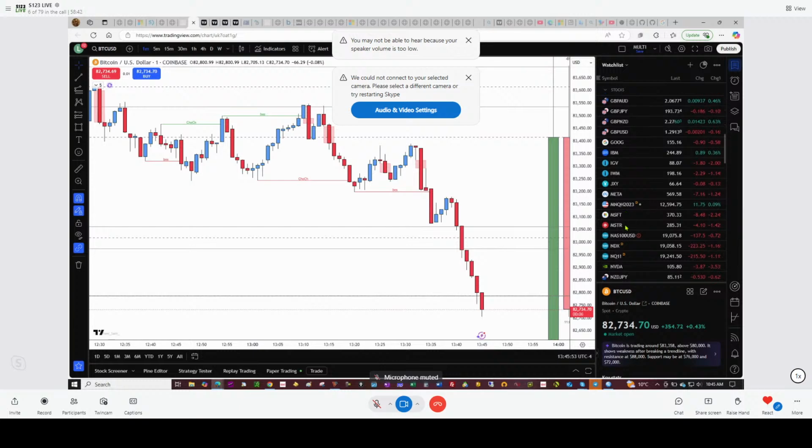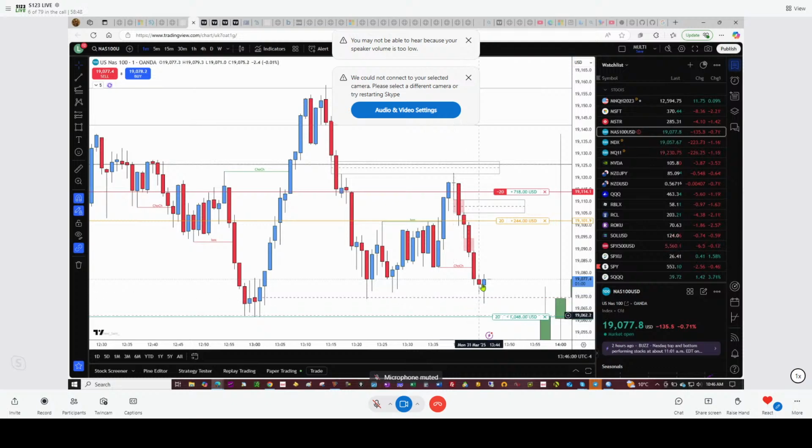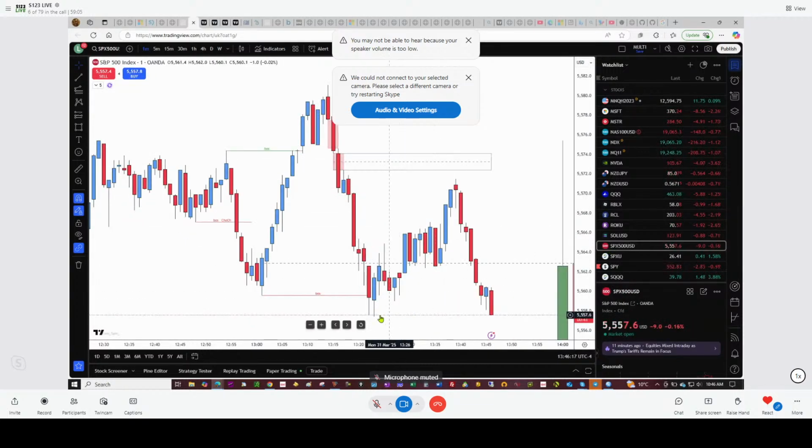Let's go back to NAS here. How are we doing on NAS? Okay, so almost there. So they've swept this low. Will they sweep the next low? I would think that that will be the case. We should sweep this low as well. So the S&P is sweeping. We're going to sweep that low that wasn't swept the first time.